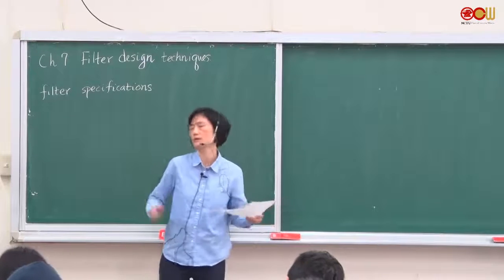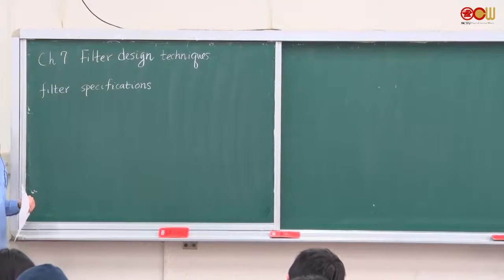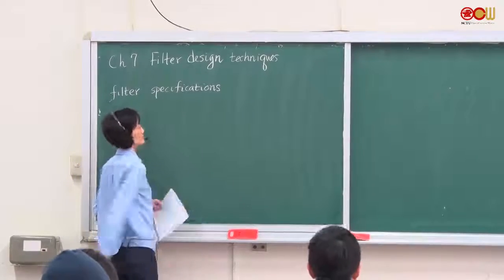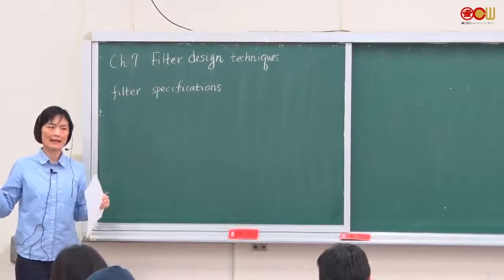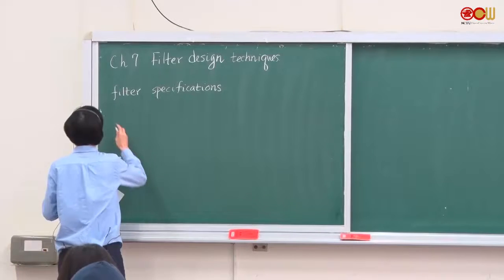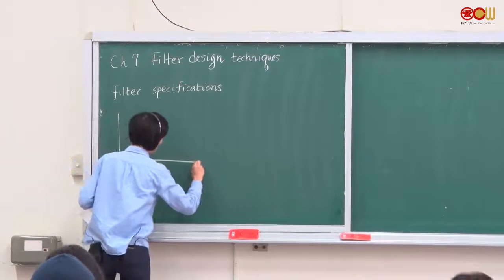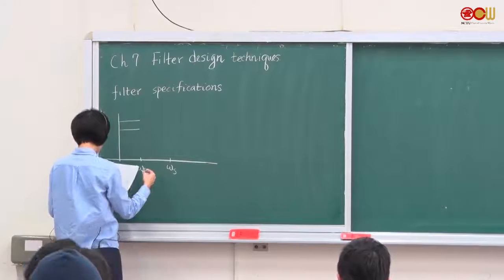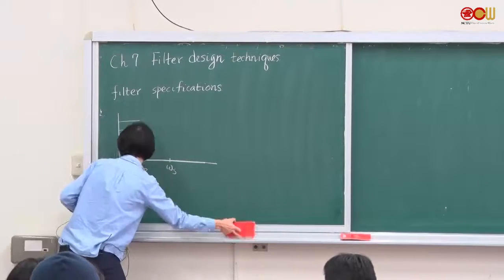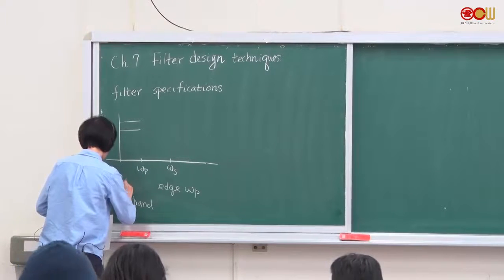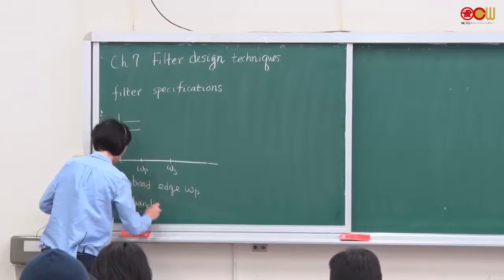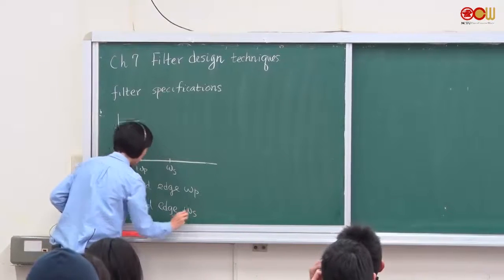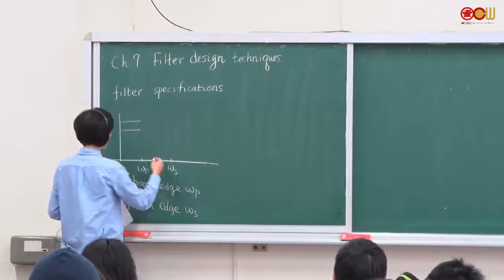So first things first, what is the kind of filter that we would like to design? We need to specify the filter that we want to design, and that's called filter specification. If I tell you the filter specification, then you know the kind of filter that we want to design. The filter specification usually looks like this. We would have something called passband edge, omega P, and stopband edge, omega S.